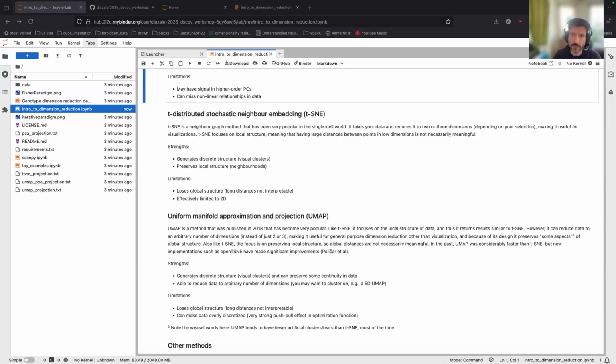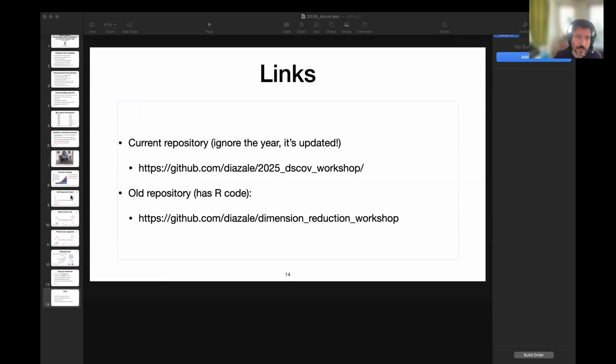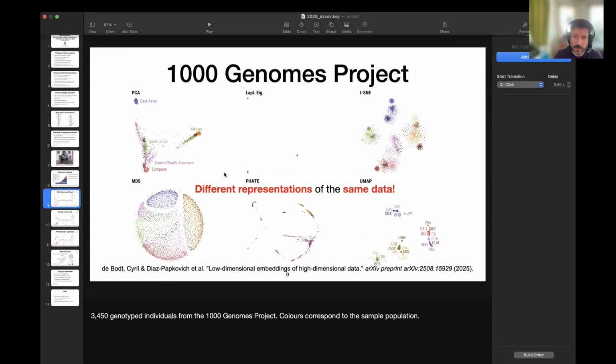So if we go back to the presentation I was doing here, in PCA, these long distances are very interpretable. You can say that, okay, this distance corresponds to a genetic distance between individuals. The distances in TSNE, like the distance from here over to here, these are not interpretable at all. And it's the same with UMAP. The distance between these clusters here and these clusters here is not at all interpretable.